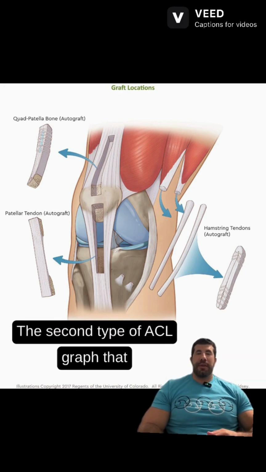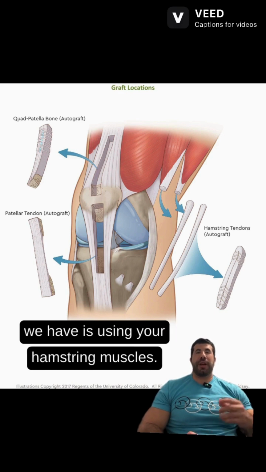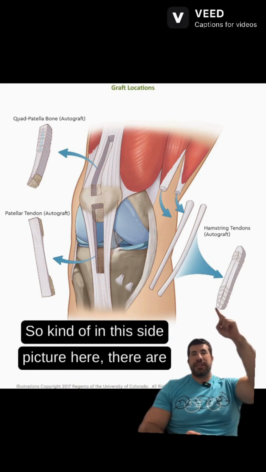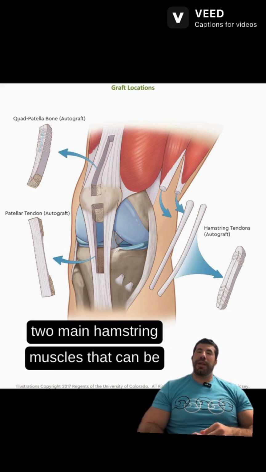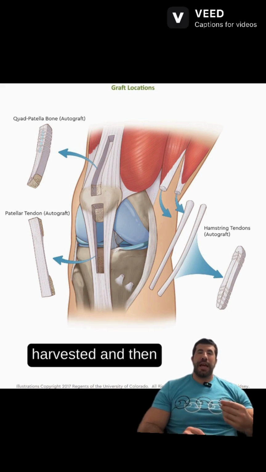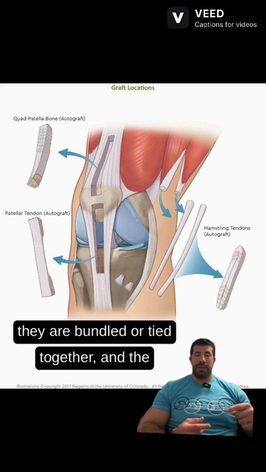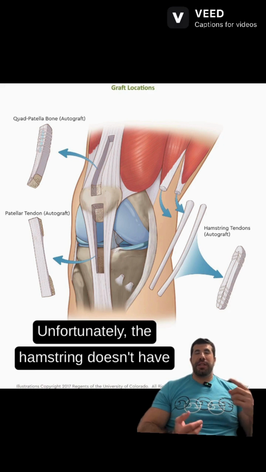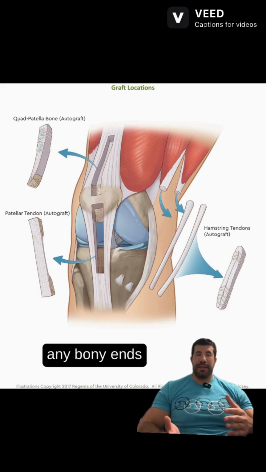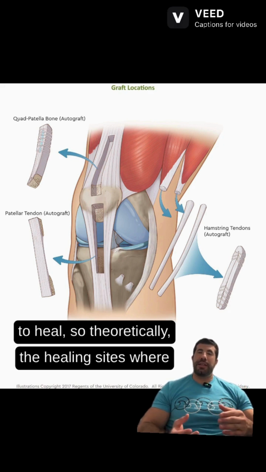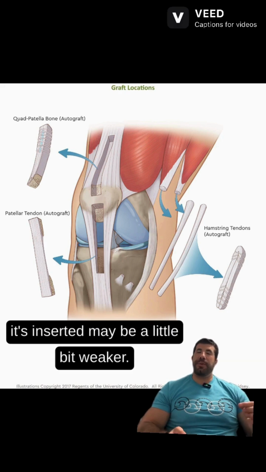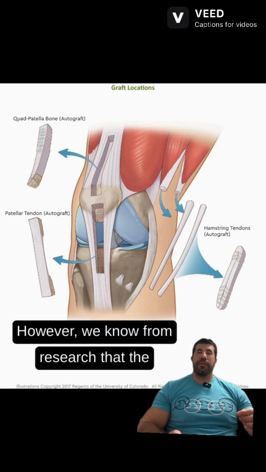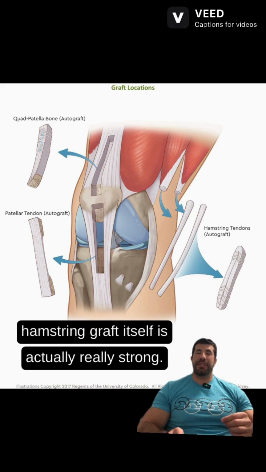The second type of ACL graft that we have is using your hamstring muscle. So kind of in this side picture here, there are two main hamstring muscles that can be harvested, and then they are bundled or tied together. And the hamstring is then inserted into the center of the knee. Unfortunately, the hamstring doesn't have any bony ends to heal. So theoretically, the healing sites where it's inserted may be a little bit weaker. However, we know from research that the hamstring graft itself is actually really strong.